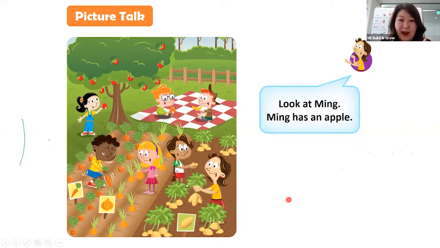Now we are going to find Ming. Boop, boop, boop, boop, boop. She must be Ming, right? Ming. Ming has an apple. Good. Let me see if I have an apple in front of me. Ooh, Miss Ko has one. Good job, guys.